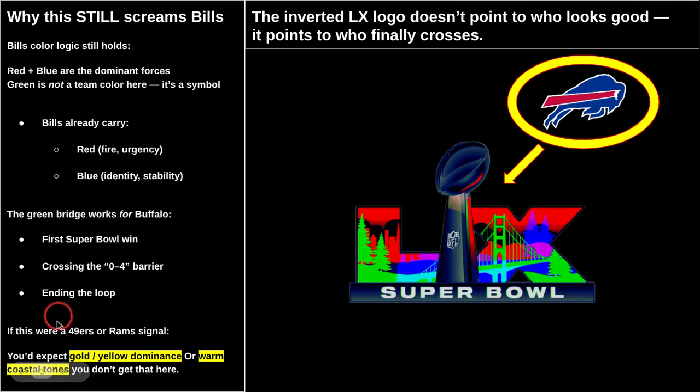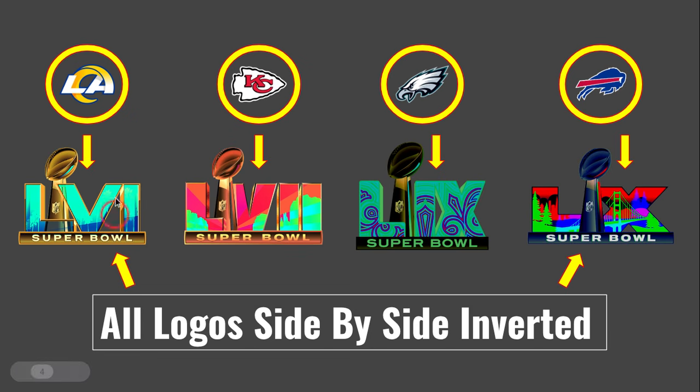Let's go back to this. If it were the 49ers or Rams signal, you would expect gold, yellow dominance or warm coastal tones. You don't get that in this logo, but you get that here in this logo. Oh yeah. And then look at the Chiefs. It's all red, inverted. Blue and yellow, Rams, inverted.